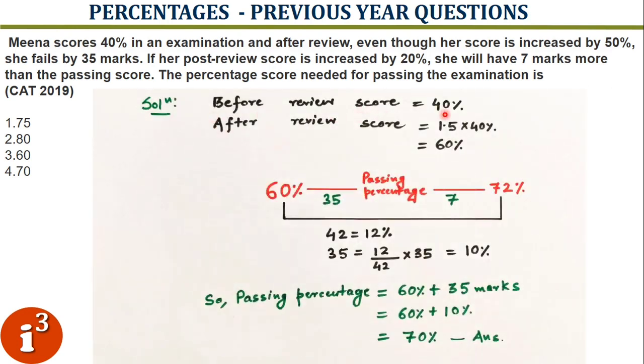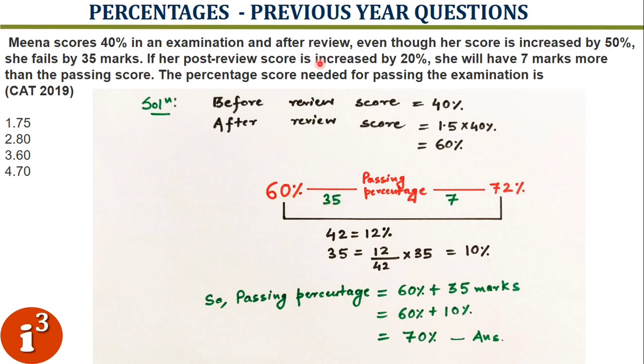Before review, her score is 40%. After review you increase it by 50%. If you increase anything by 50%, you multiply with 1.5. So 1.5 into 40% is 60%. So her score was 60%, but even after getting 60%, she fails by 35 marks. So if this is the passing percentage, she is less than that by 35 marks.